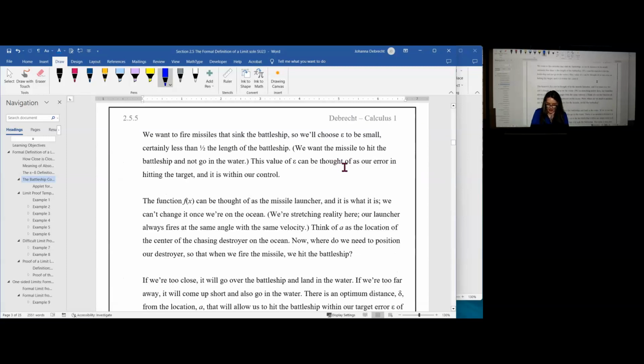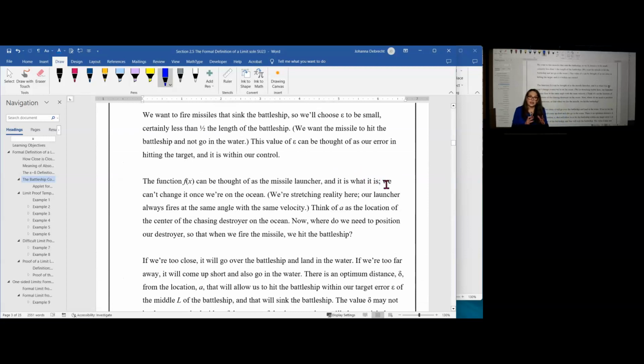Now, we want to fire those, so we're going to choose that epsilon to be less than the distance from the middle to the front and the middle to the stern. We can't change our launcher once we're on the ocean, and we're trying to stretch things here. We're going to assume that our missile launcher always fires at the same angle and with the same velocity. We're going to think that we're in firing position.